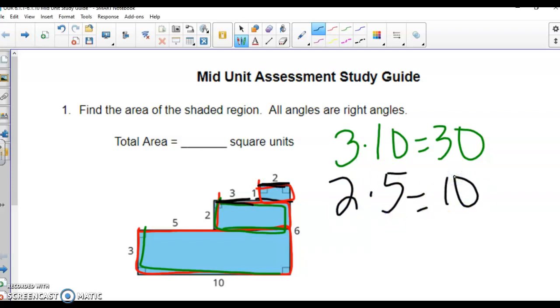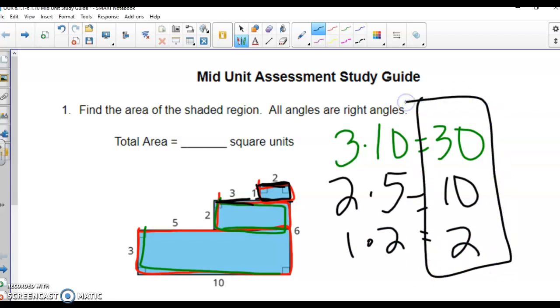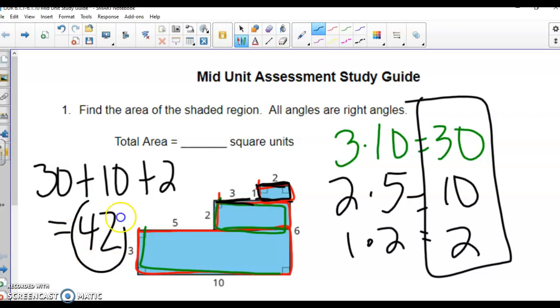And then that tiny one at the top is a 1 by 2. 1 times 2 is 2. So we're going to add these all together here because we want the total area. So 30 plus 10 plus 2, and that is 42, just like we got before.